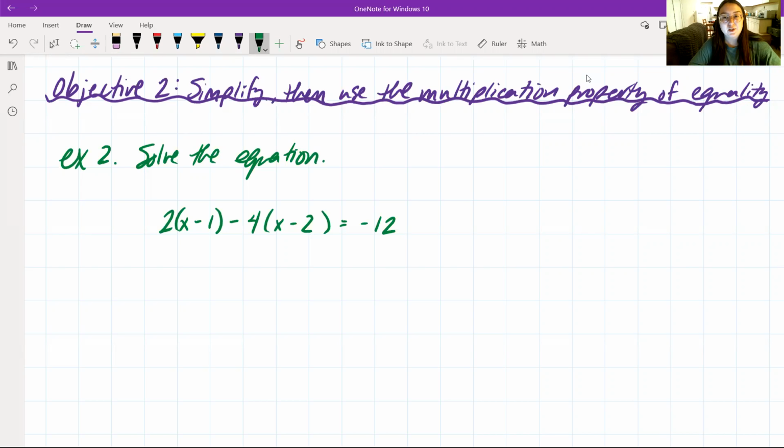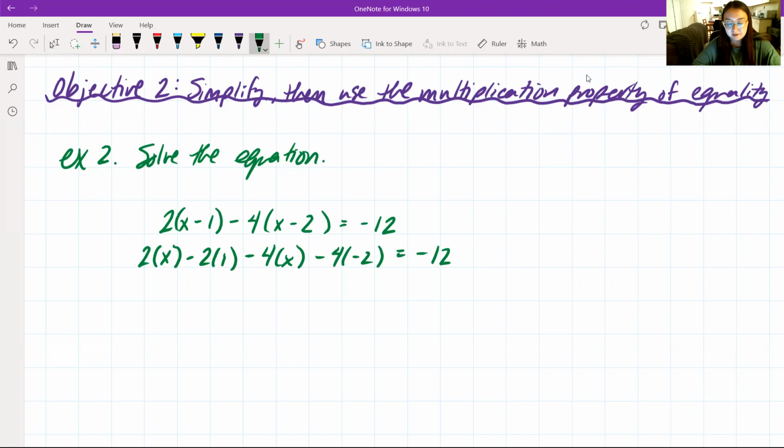So let's go ahead and use our distributive property on our first two terms. 2 times x minus 1 is going to become 2 times x minus 2 times 1. And then using our distributive property on 4 times x minus 2, we're going to get minus 4 times x minus 4 times negative 2. This is still all equal to negative 12. So we want to simplify here.